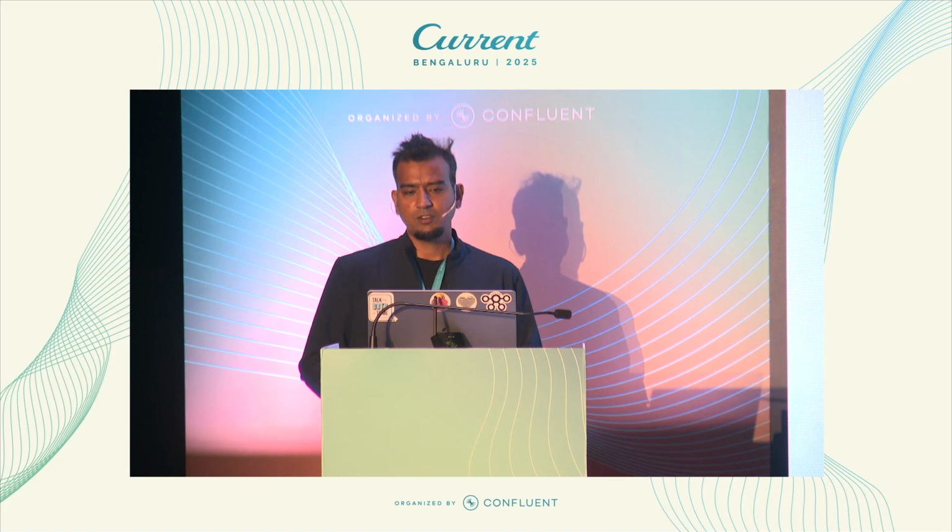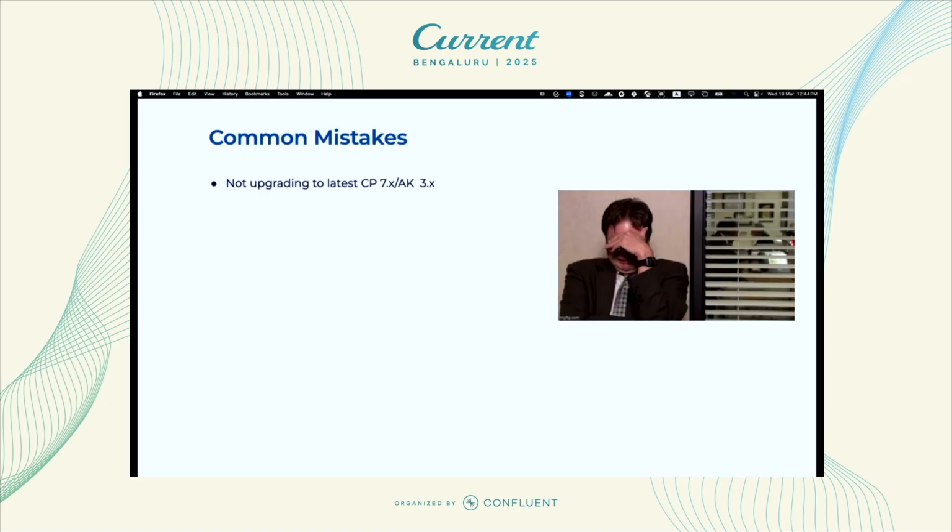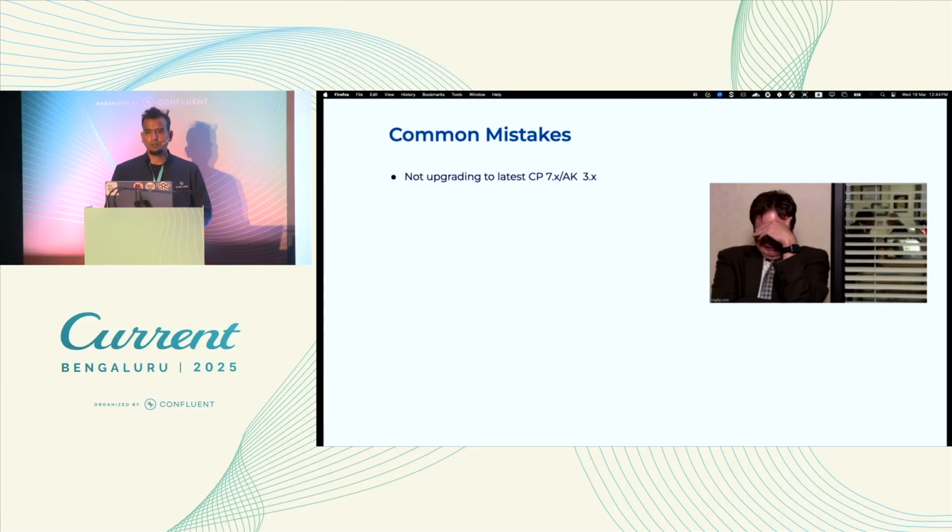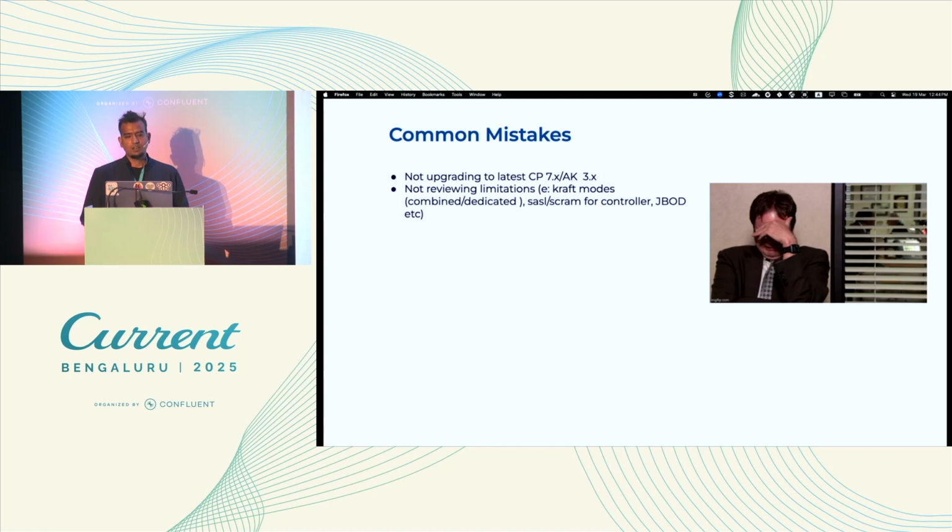The first is not upgrading to the latest CP 7.x or 3.x. As I said, the migration is supported in Apache Kafka 3.7. It's also supported in 3.6.1, but it is always recommended to upgrade to the latest version, because if you run into a bug that is already fixed in the latest version, it's better to use the latest version from the start. Next is not reviewing limitations. There are several limitations that are documented for KRaft.